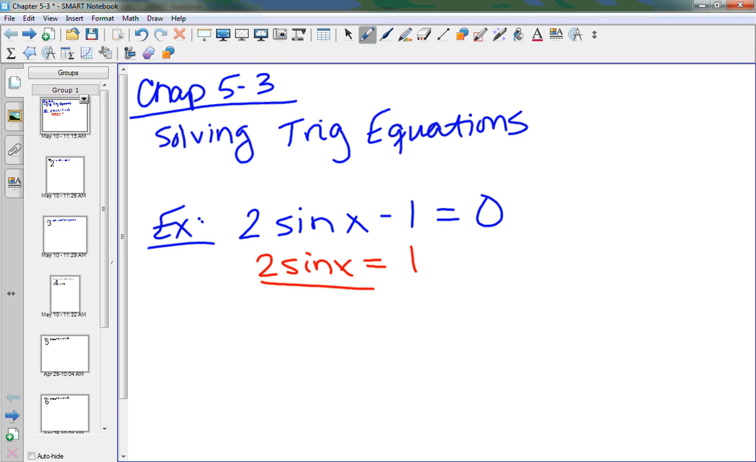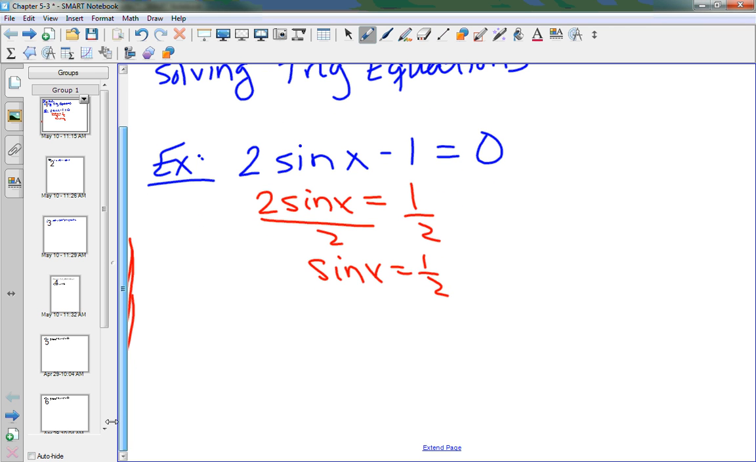Now, divide both sides by 2. Now, I need to solve this thing for x, right? Well, am I allowed to divide by sine? No. Okay? I have to do the arc sine of both sides. So if I do the arc sine of both sides, x is going to be equal to sine inverse of 1/2.